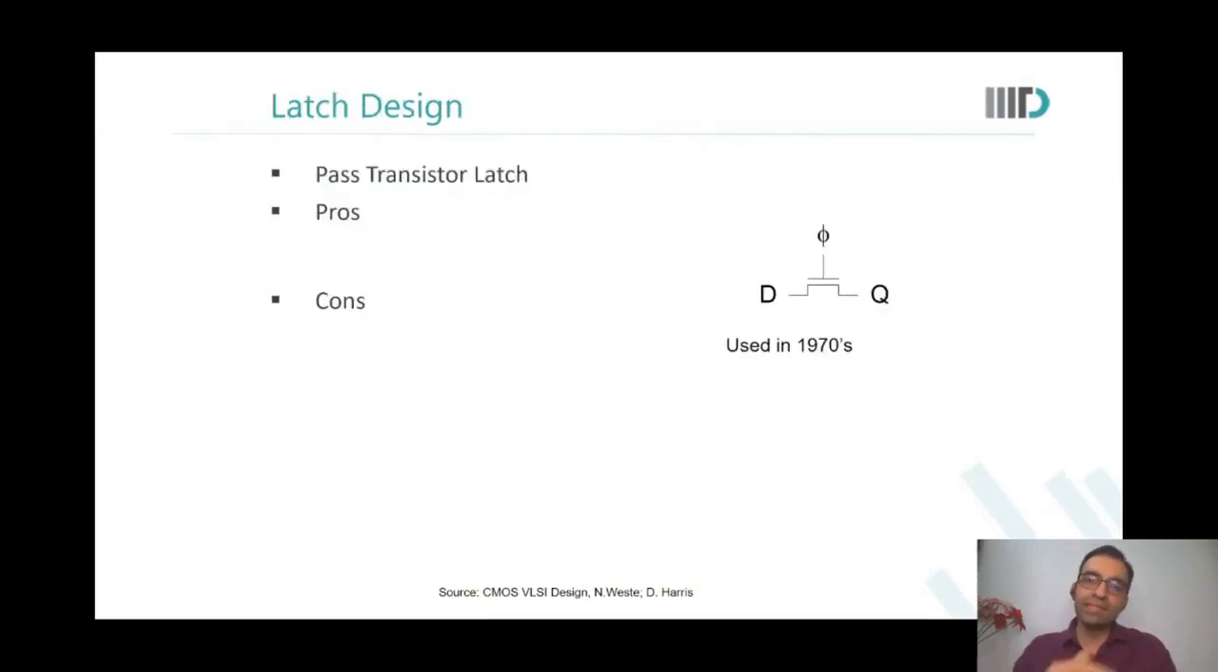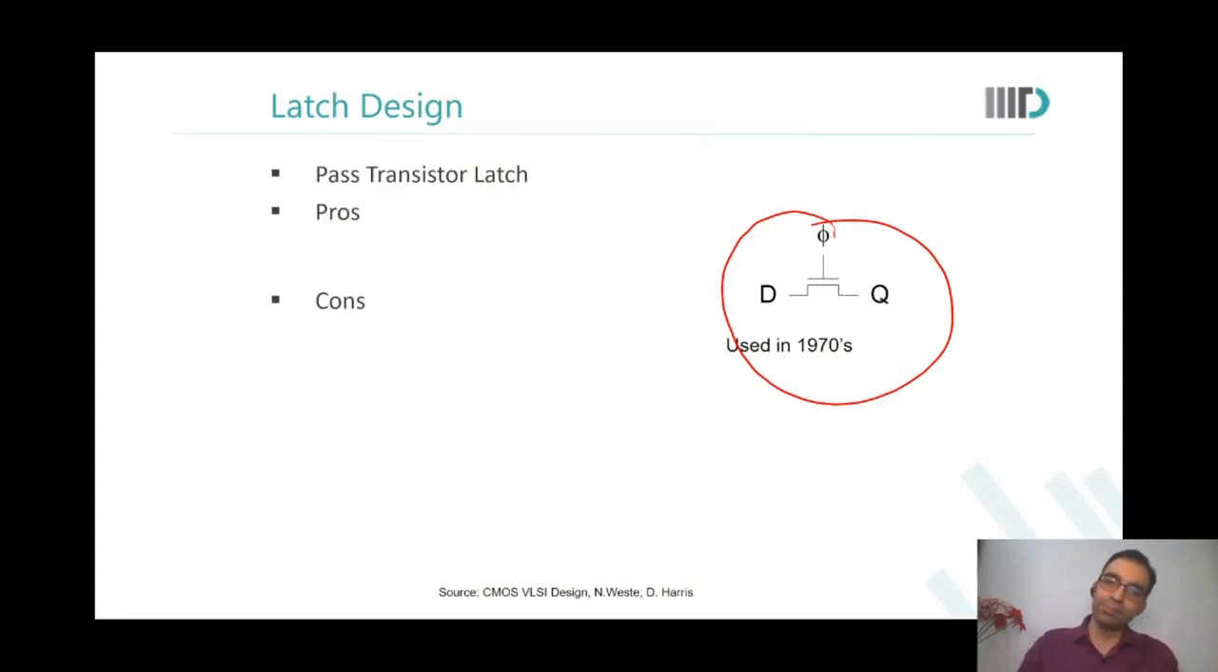Now this is the oldest latch. Do you see? This is a latch. When CK is high, Q follows D. When CK is low, Q is independent of D. Are you able to see this? Yes, sir. So what are the challenges and what are the benefits of this latch?